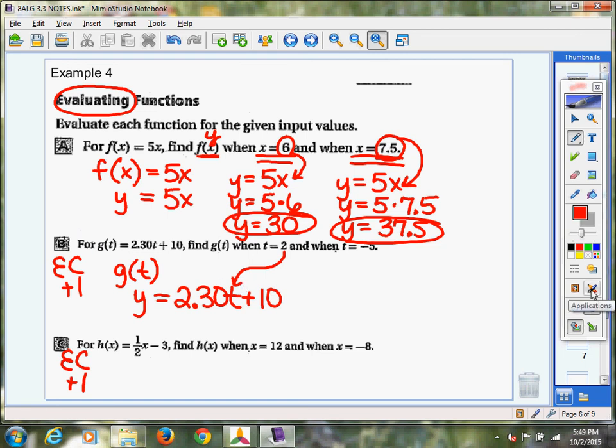Code word for this section is hockey. Hockey season's getting ready to start, and I'm so excited.